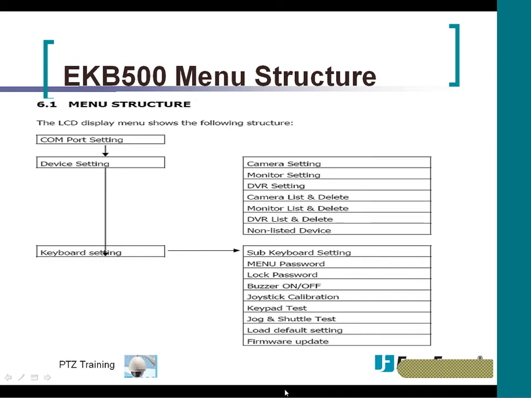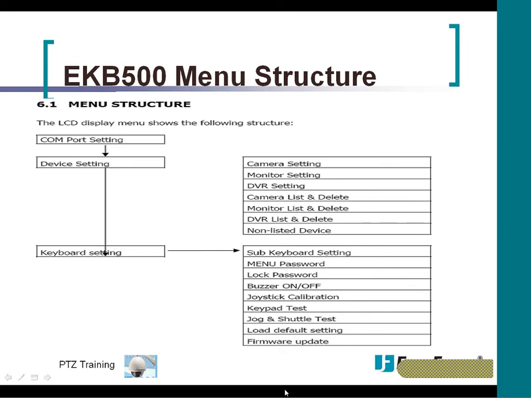Okay, here's a quick breakdown of the EKB500 menu. You'll see you have your COM port setting, and then from your device setting, you have your camera settings, your monitor settings, your DVR settings, camera list and delete, monitor list and delete, DVR list and delete, and non-listed devices. And then under the keyboard settings, you have your sub-keyboard setting, your menu password, your lock password, buzzer on and off, joystick calibration, keypad test, jog and shuttle test, and the load default settings.